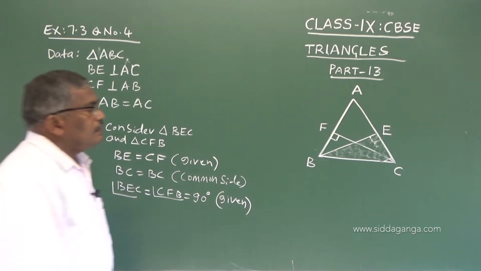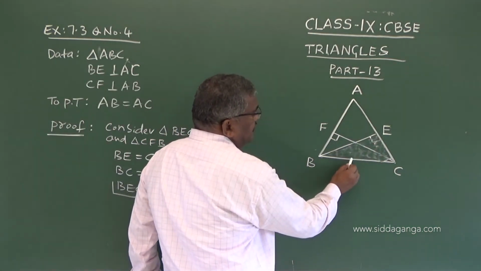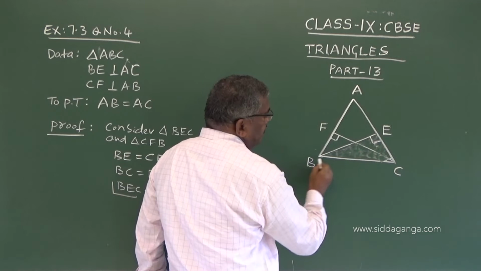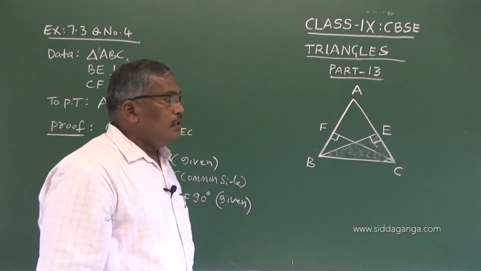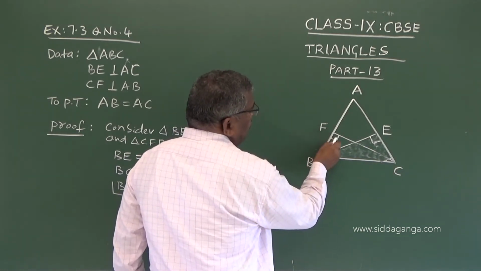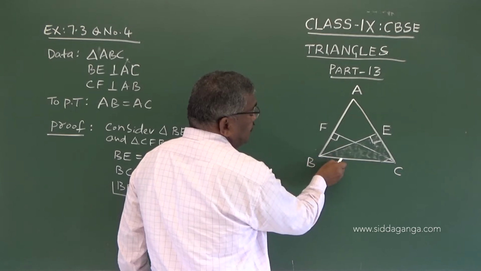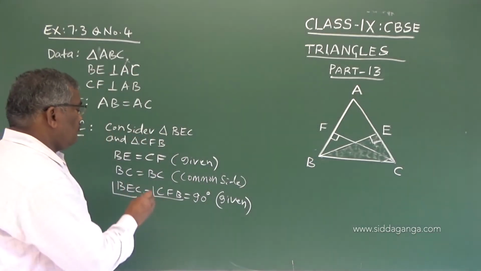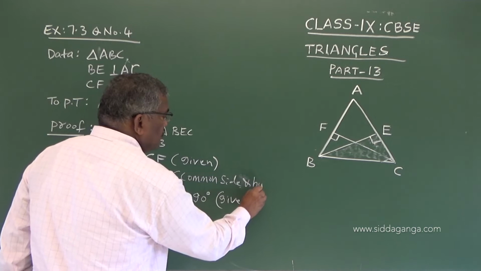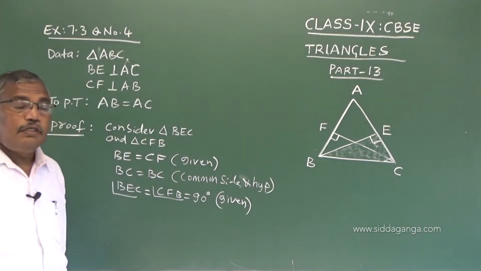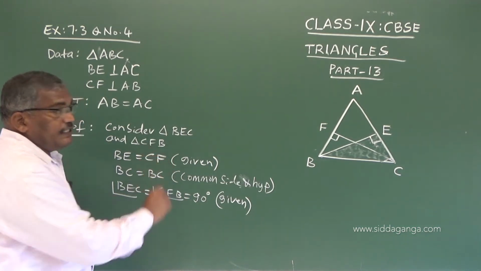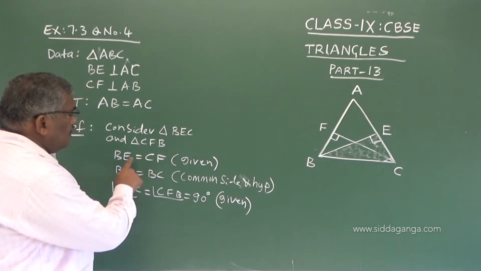So now observe this. This is right angle. When this is right angle, side opposite to right angle, BC is hypotenuse. So for this triangle also, CFB, angle F is 90 degrees, opposite side is BC. So BC is hypotenuse for both, common side and hypotenuse. So therefore right angle, hypotenuse and one side are equal in both the triangles.